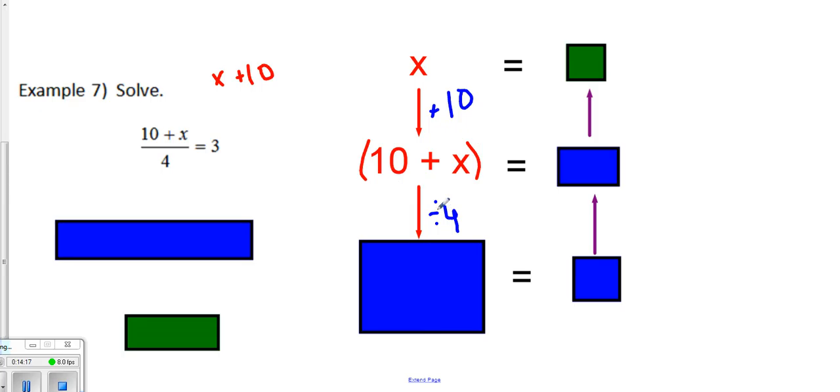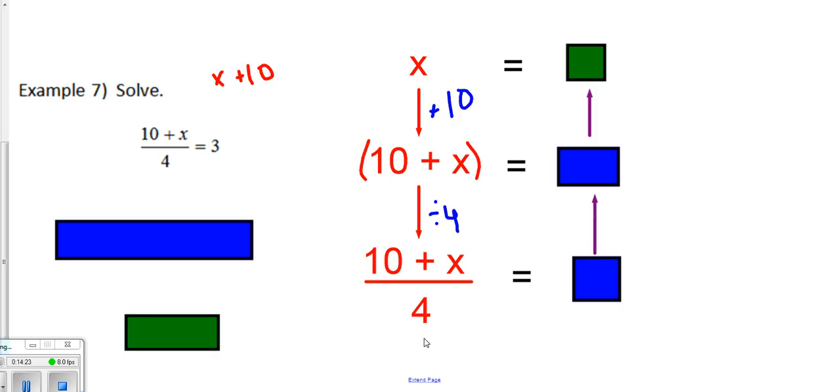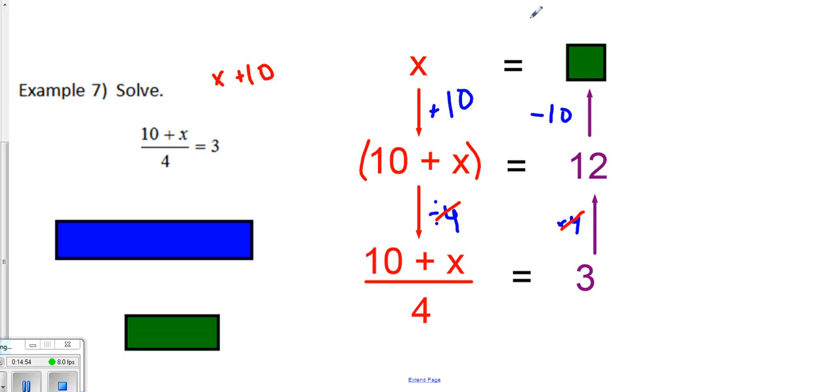So the whole thing is being divided by 4, which means it now looks like this. 10 plus x all over 4. And according to our equation, that's set equal to 3. So as we work our way backwards, how do we undo divided by 4? Well, we multiply by 4. And we know that 3 multiplied by 4 is 12. Also remember, these cancel each other out. Now, 10 plus x equals 12. How do we undo the last piece to move backwards from 12 to find out what x is? Just do the opposite of this, minus 10. So 12 minus 10, that becomes 2.